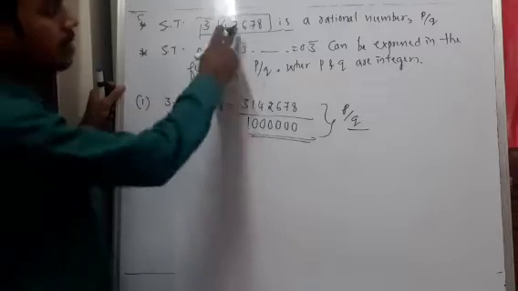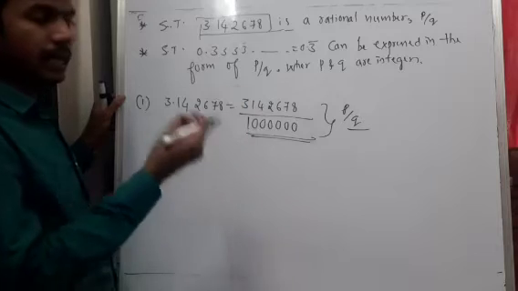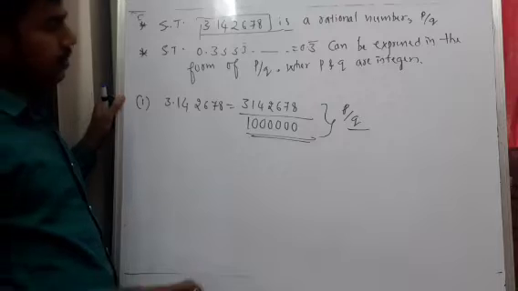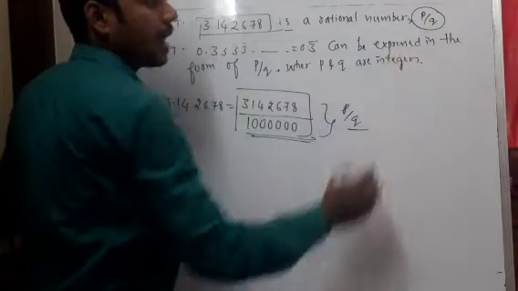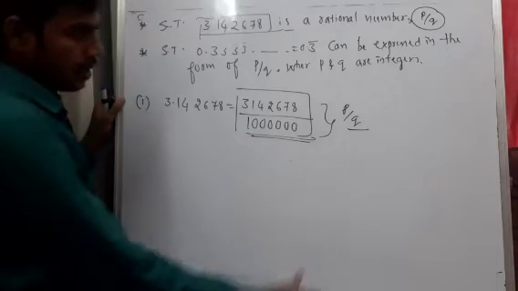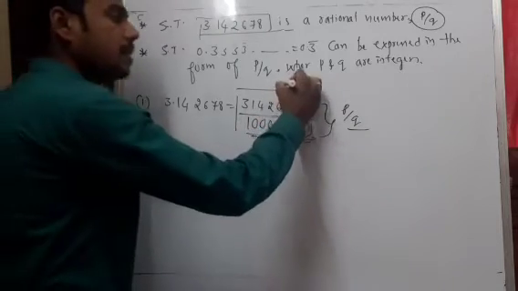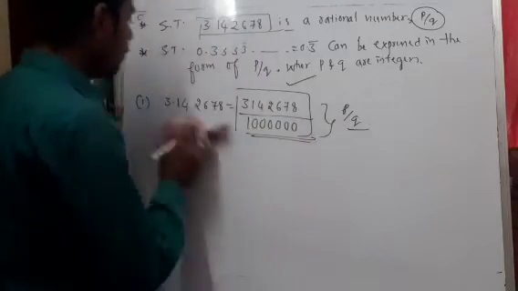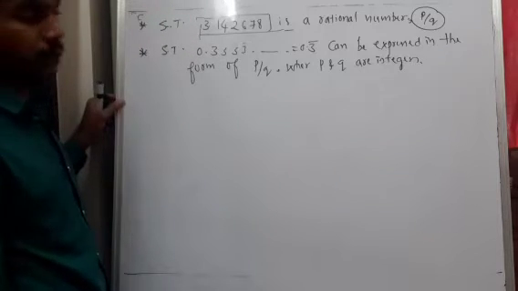So they asked us to show this in the form of P by Q, or as a rational number. We have shown it. If you see any number and you are able to write it in the form of P by Q, where P and Q are integers, and Q is not equal to 0, then this is a rational number. So next one. I hope you understood. You can note it down if you want. This example is already there in the textbook, I have taken it from the textbook. If you want, you can go through it.